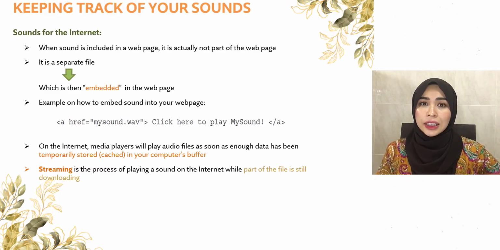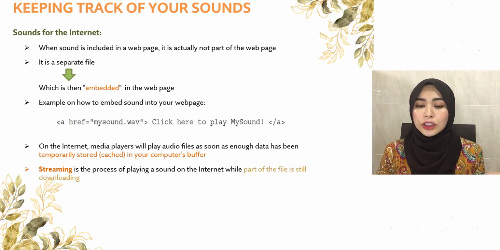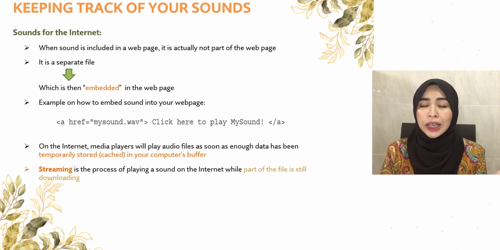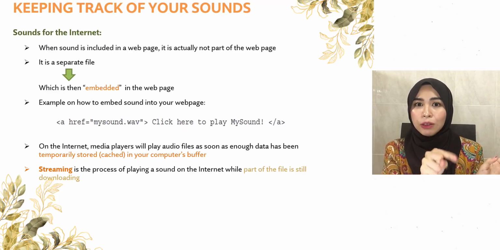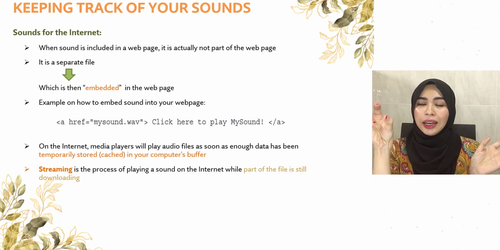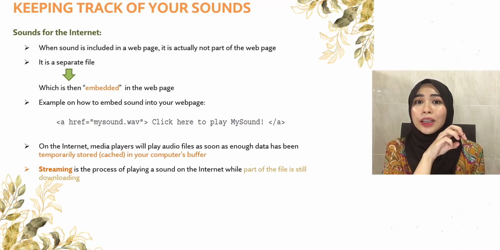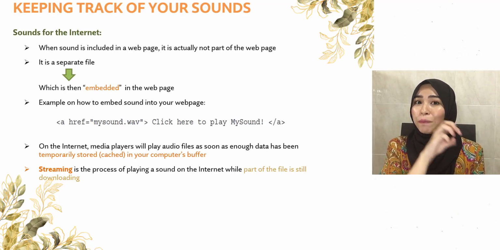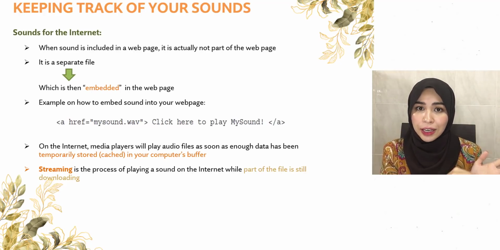On the internet, media players will play audio files as soon as enough data has been temporarily stored in your computer's buffer. So on the internet, whatever sound you play uses a technique called streaming. Technically, streaming is a process of playing a sound on the internet while part of the file is still downloading. There is a difference between download and stream. If you click on the download button, it will take that file and store it inside your local storage, meaning your laptop, computer or phone storage. So even if you're offline, you can still play the sound.